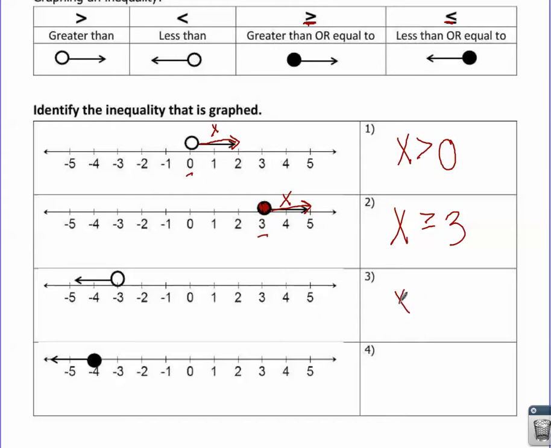Looking at number 3, X is less than -3 because your shaded area is to the left of -3. And number 4, your X is to the left of your shaded dot, so X is less than or equal to -4. Turn the page, let's do some more practice.